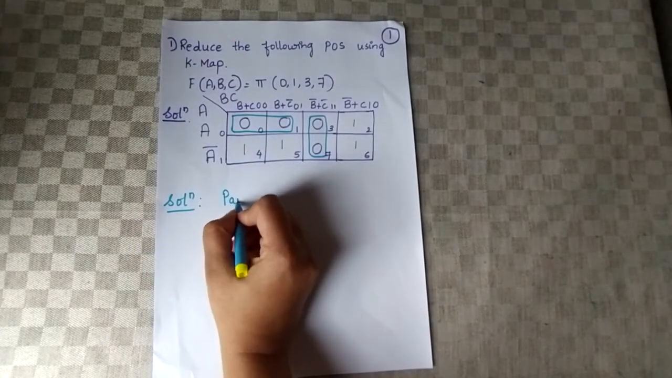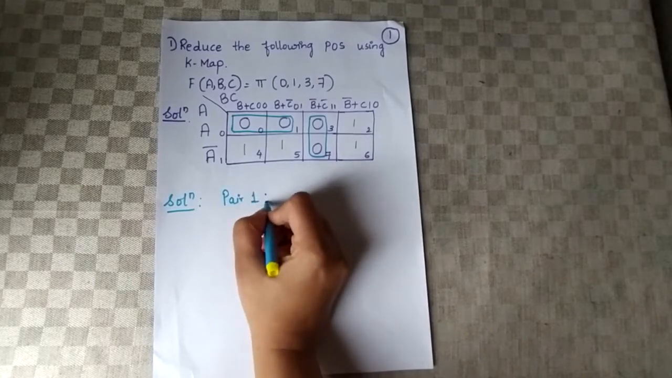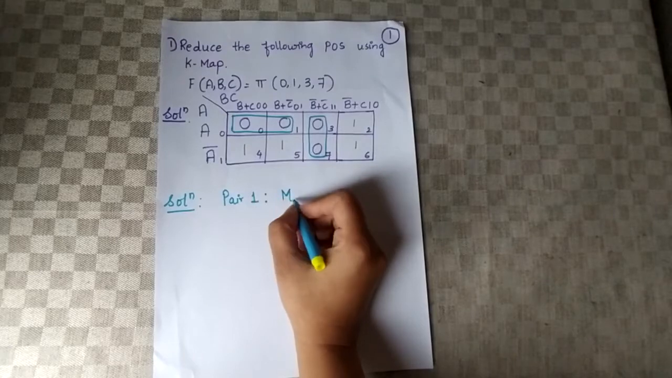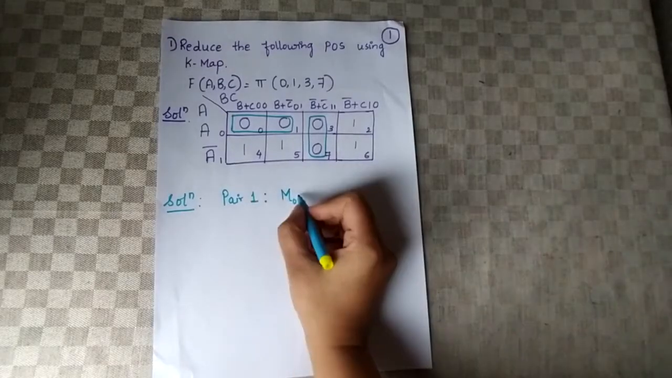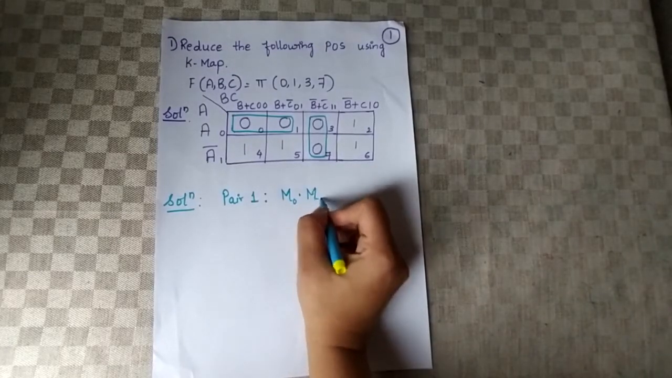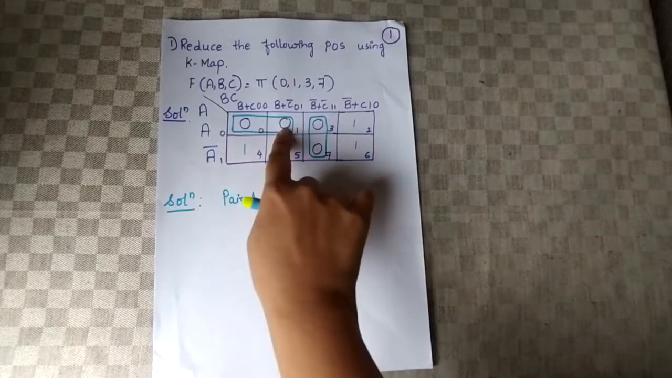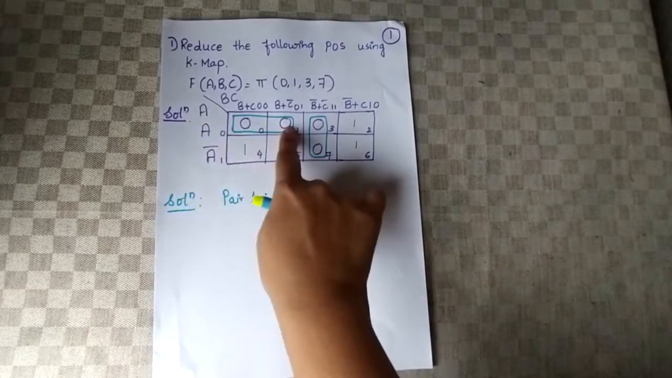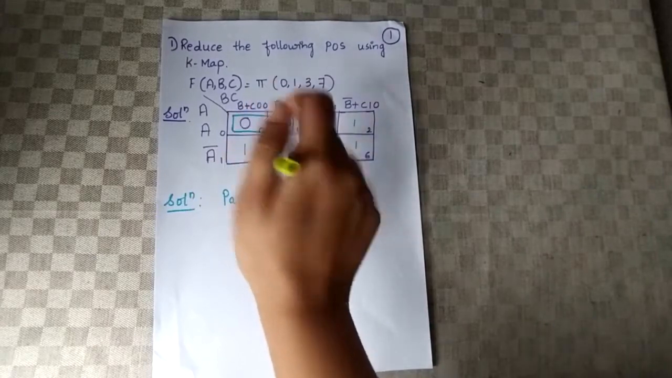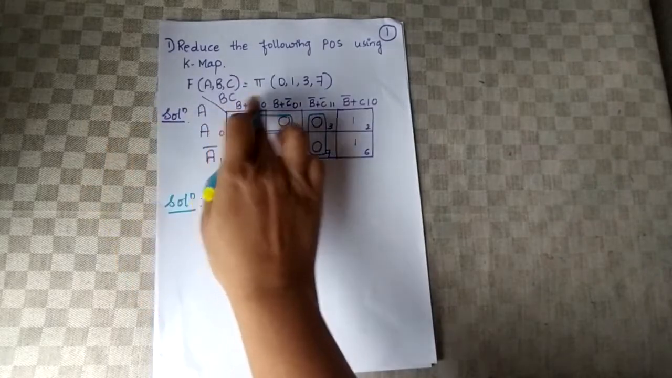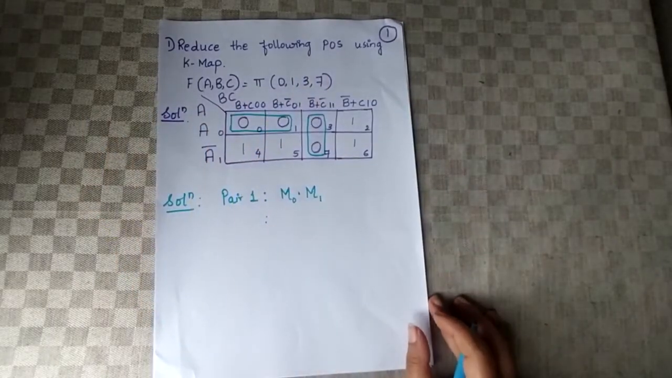Pair 1. It is M0 dot M1. Therefore, now we have to write that particular reduced term. This pair is associated with this row and these two columns.